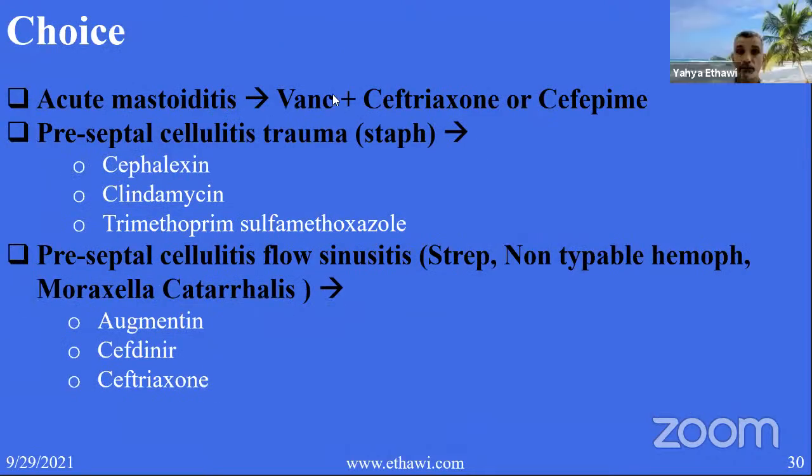Acute mastoiditis. So we need to cover staph and we need soft tissue coverage. So ceftriaxone and cefepime is a good choice. Preseptal cellulitis. When you say preseptal, we mean that's mostly staph.